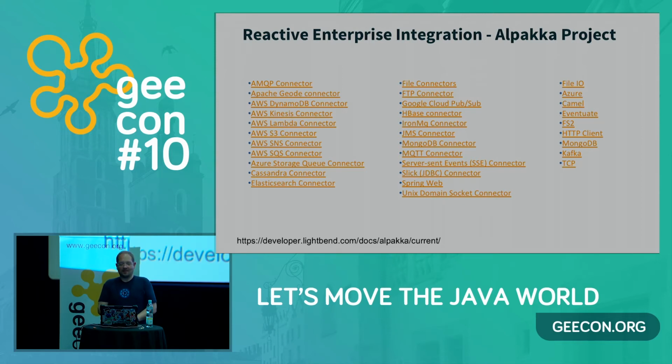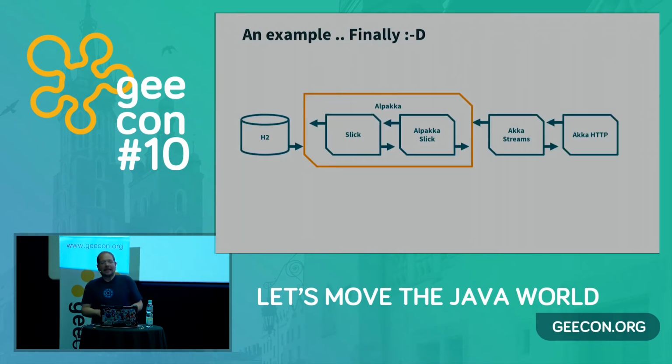Wait, JDBC? Didn't I say that is completely synchronous and screwed and can't be used? There's an example, and because I do want to give you some more homework, there's a GitHub repository in here too, so you can play around with that example because it's live out there.